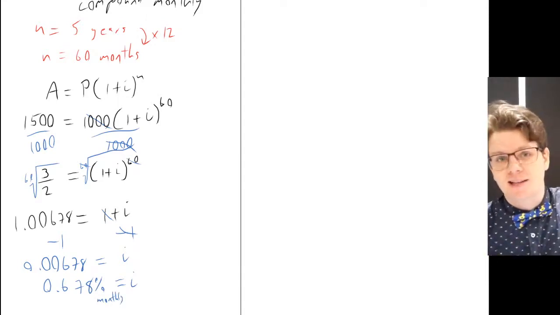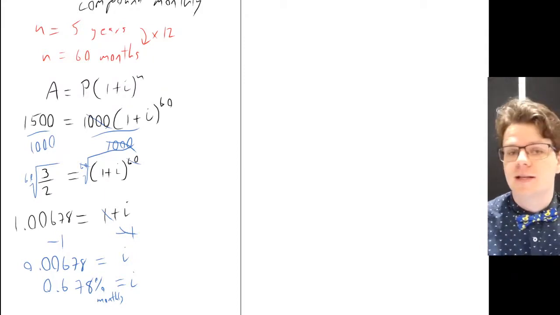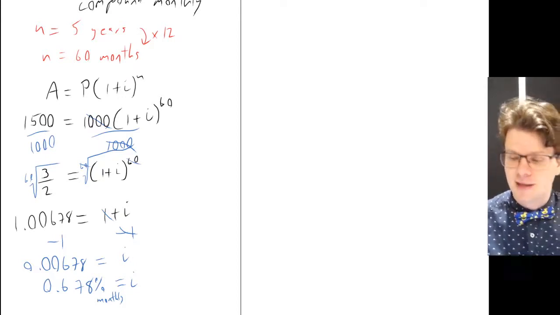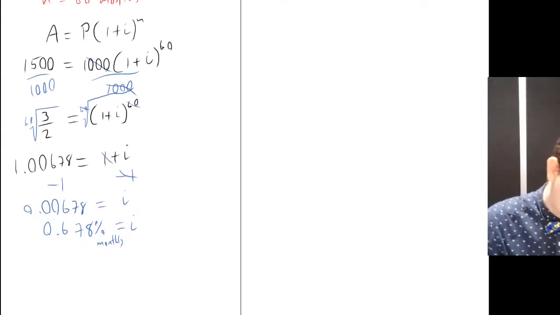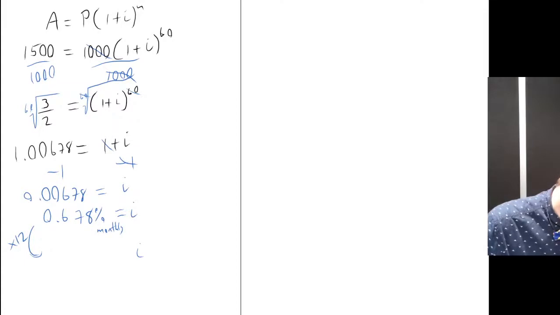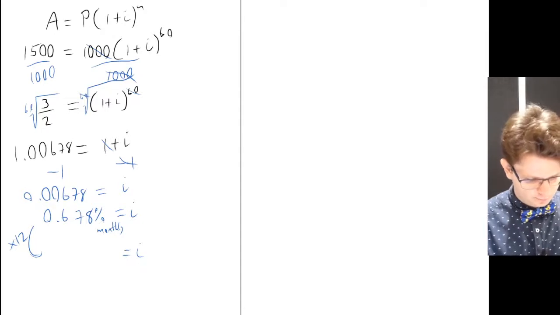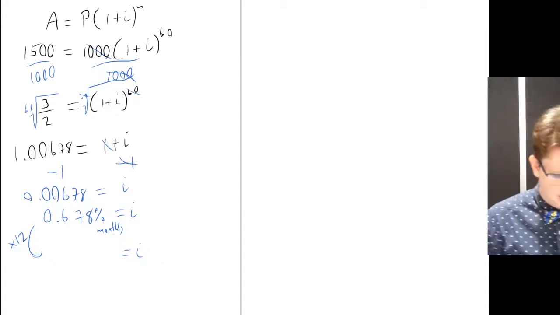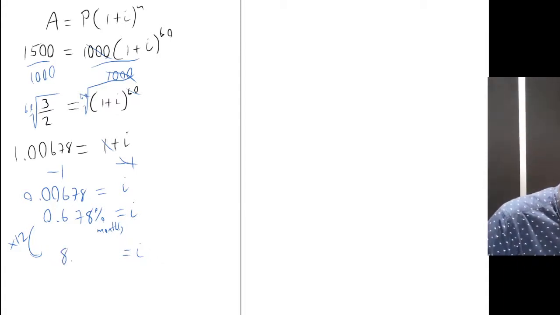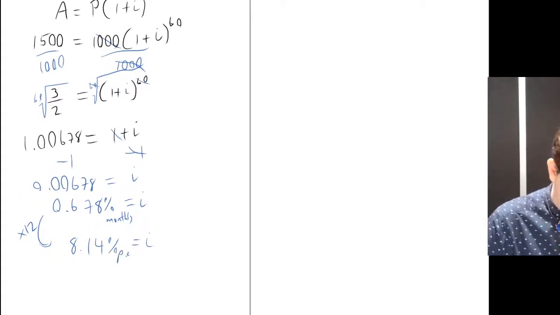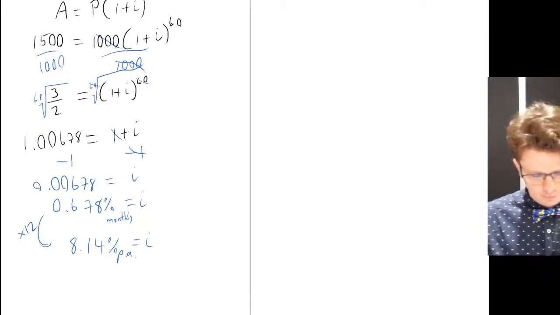And if you go to a bank and ask for a monthly interest rate, you'll probably find that they don't have any idea of what you're talking about, because they only deal in per annum, which means that in order to convert that from monthly back into per annum, got to multiply by 12. And this is going to give me my true yearly rate. And my true yearly rate is 8.14% per annum. Okay? I've rounded up there.